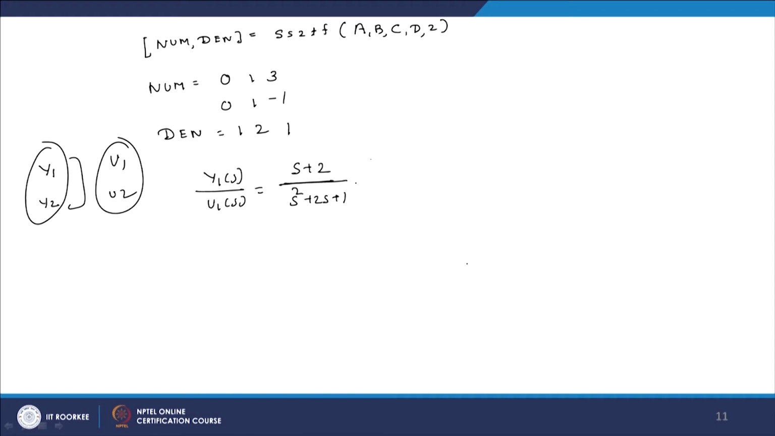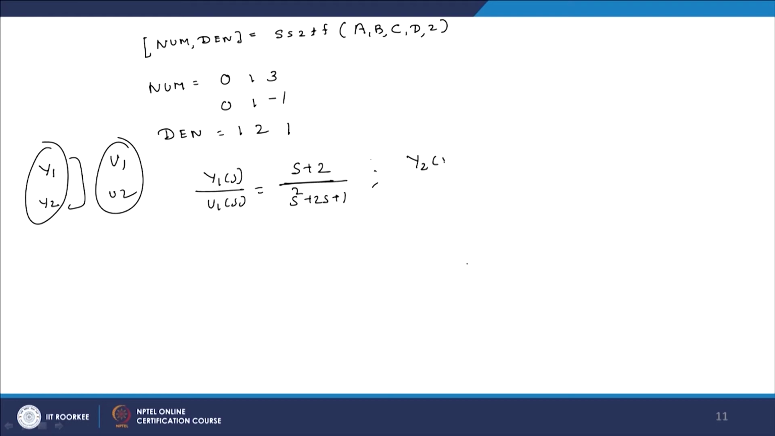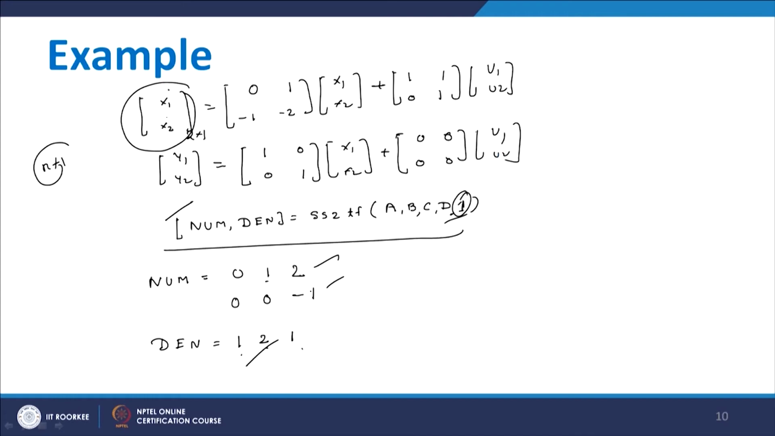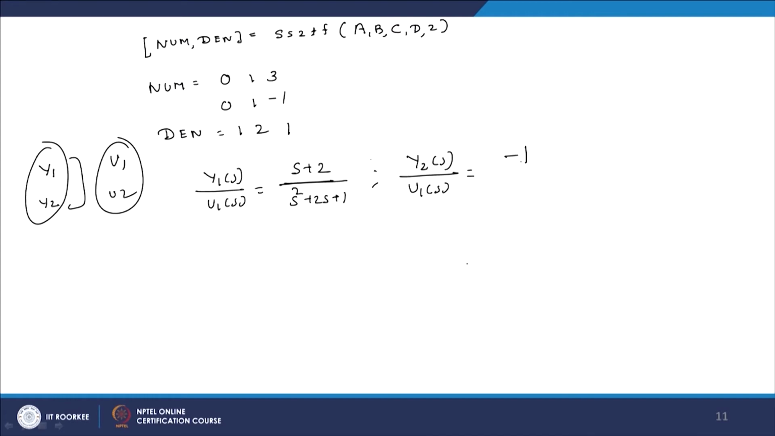So, here input u1 is applied, that time output is y1. Similarly, output is y2 of s, and when the same input u1 of s is applied, we can write this as -1 divided by s square plus 2s plus 1.